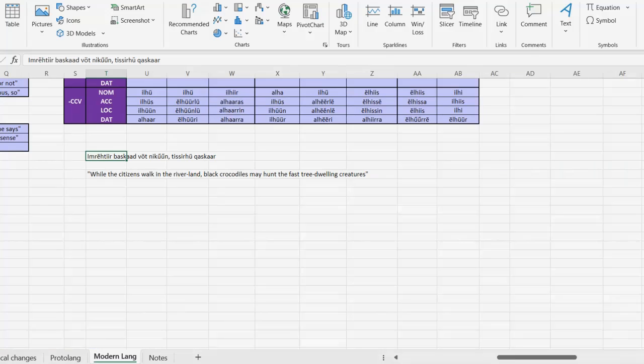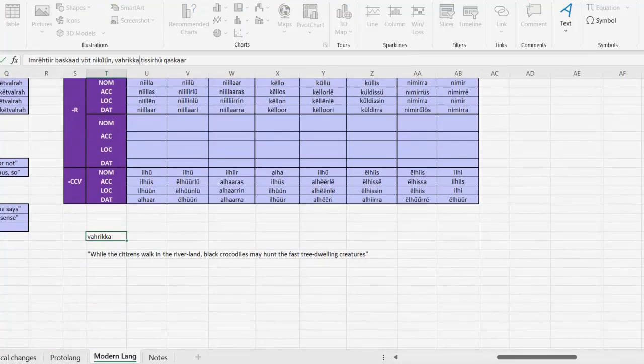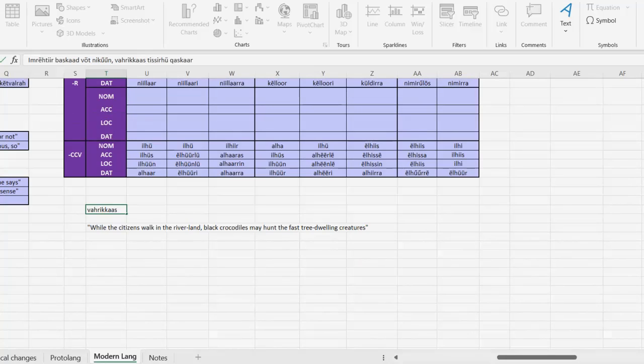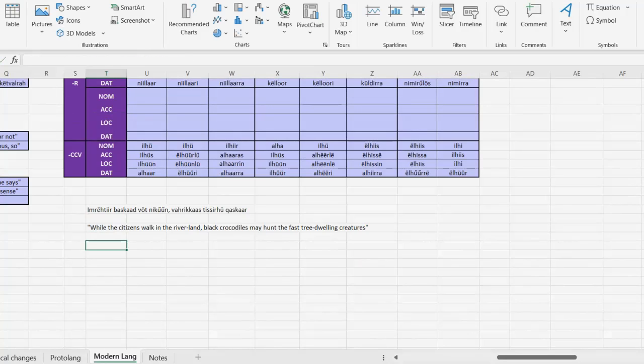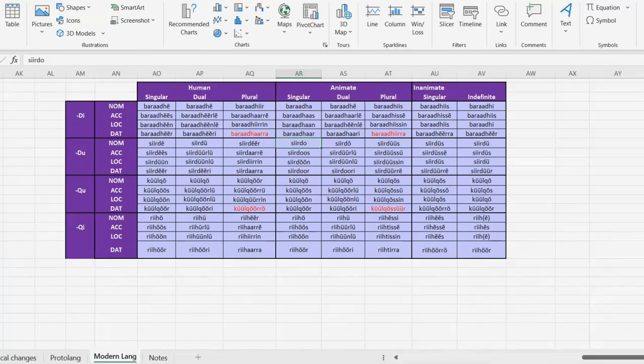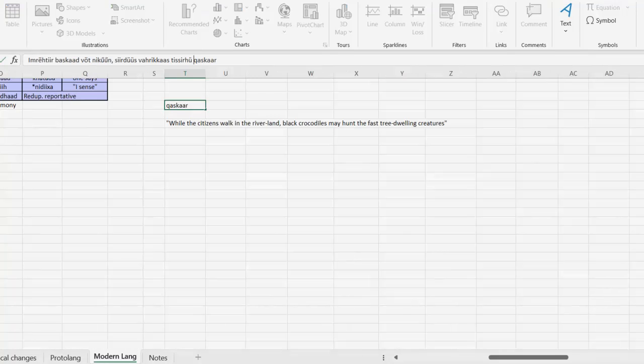Okay, then we need crocodiles. So the singular is vahrika, and the plural, again, I didn't actually bother declining the full form, but I'm pretty sure that would come out as vahrikas. Then we need the word black, which agrees with the nominative plural. Okay, then tree-dwelling creatures. So tree is osto. I've just realised that I've got my affixes mixed up. I gave the inhabitant suffix to the citizens, which again, totally viable as a strategy, but I was actually going to use that one for tree and use the meronymic for city. So let's switch those around.